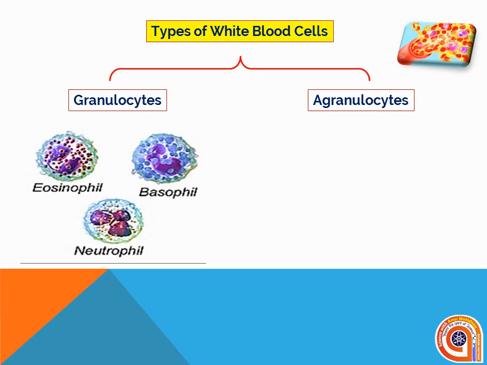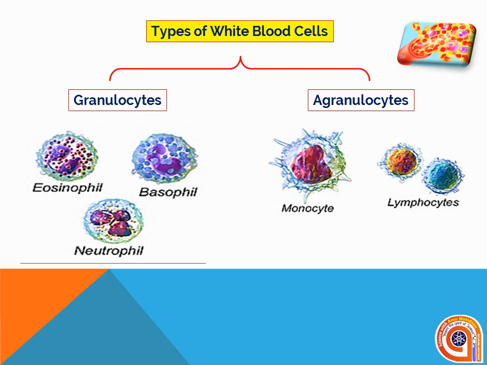And there is a difference between them. Eosinophil, the nucleus is completely segmented into two parts, but basophil, it is not completely segmented into two, and neutrophil, it is completely segmented into three parts.